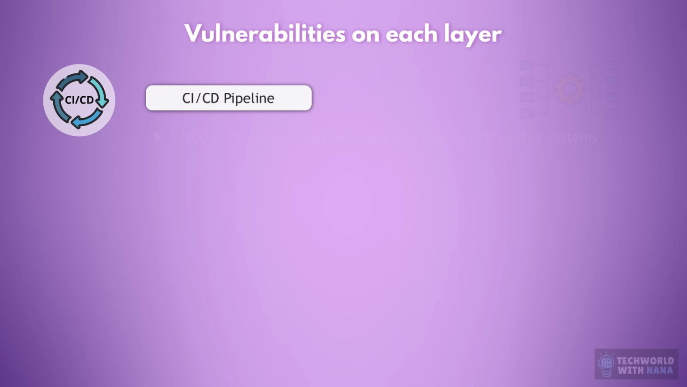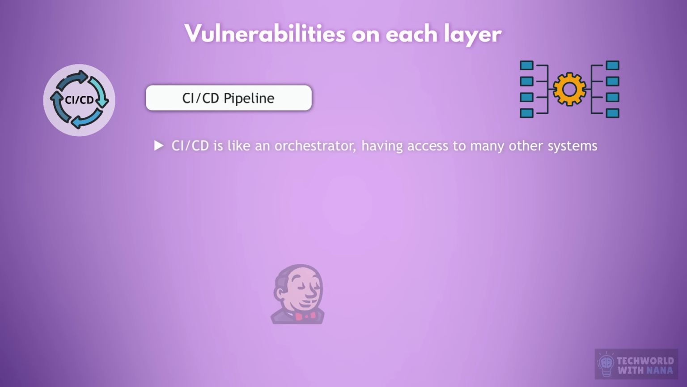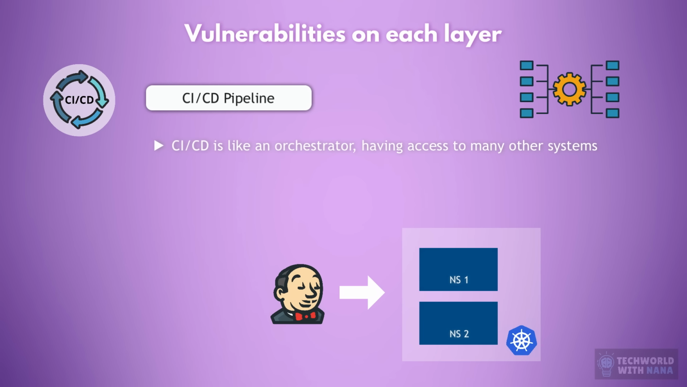Continuing with the CI/CD pipeline itself, what about CI/CD accessing your cluster to make deployment updates? What permissions does your CI/CD tool have? Is it able to delete components in all Kubernetes namespaces?